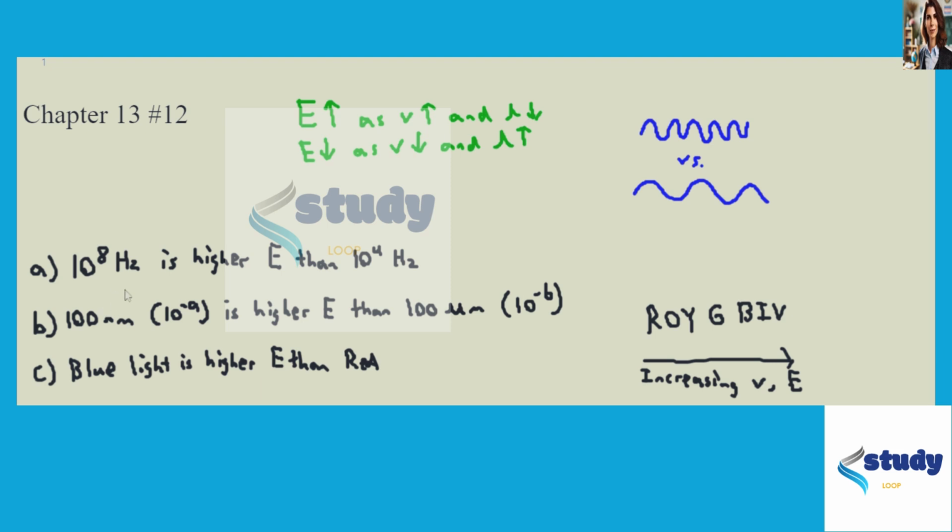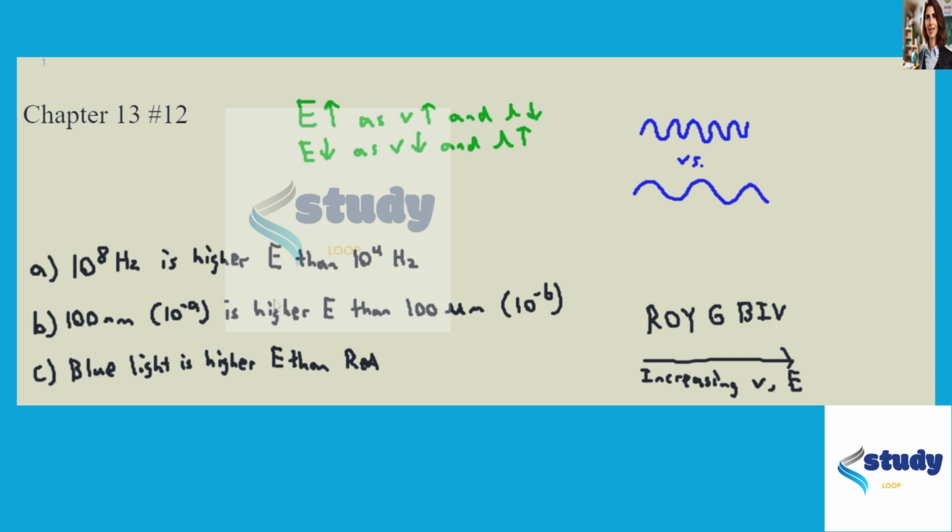So B is exactly the opposite. Remember, energy decreases as wavelength increases. And so 100 nanometer light, or light with a wavelength of 100 nanometers, and remember nanometers means 10 to the negative 9 meters, is going to be higher energy than light with a wavelength of 100 micrometers, because micro means 10 to the negative 6. So 10 to the negative 9 is a smaller number than 10 to the negative 6, and therefore it will have higher energy. The smaller the wavelength, the higher the energy.